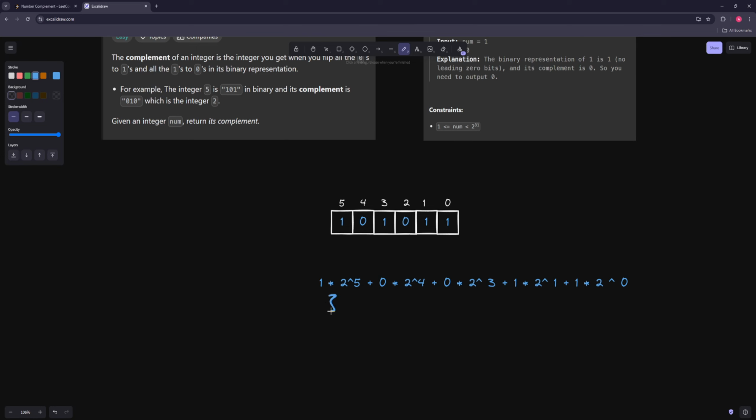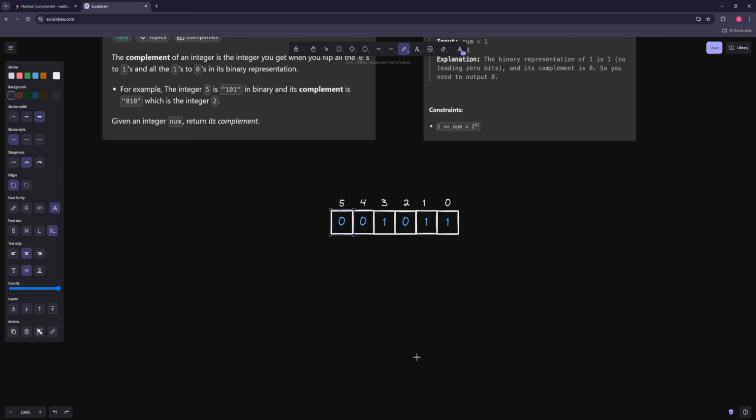So 2 to the 5th is 32. This is the 16s, this is the 8s, this is the 4. So we have 32 plus 4 plus 2 plus 1, and so this number represents 39, I think. Maybe I did the math wrong. Basically, that's how binary works.